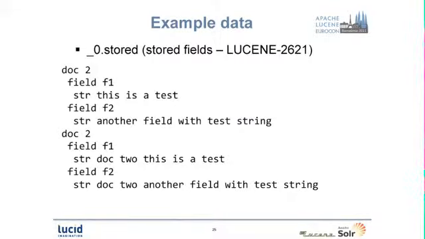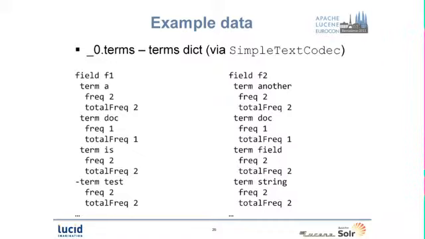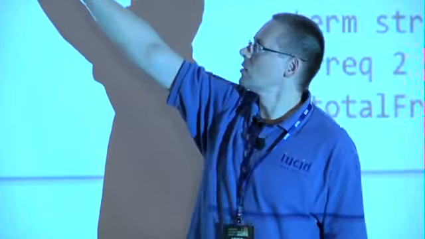And then, of course, you have the stored fields, which in this case are kind of simple. This is a test. But it points out, okay, these are the docs, these are the fields, and this is the type of the fields. If it were a binary field, we would have basically a hex string of the binary. We have a term dictionary: field 1, term A with frequency 2 and total frequency 2, and we have a term that is named doc, right? That's the value of the term, frequency 1, total, etc.